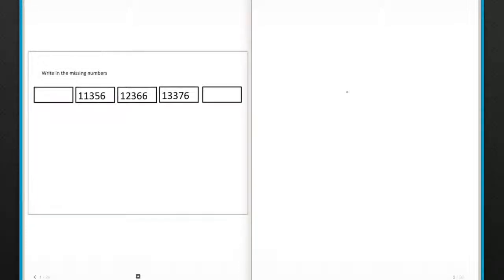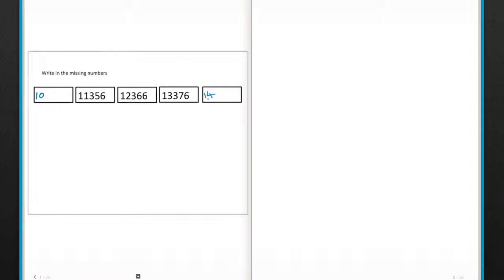Question 1. Write in the missing numbers. The pattern at the beginning of this number is 11, 12, 13. So this one must start with 10. And this one must start with 14.